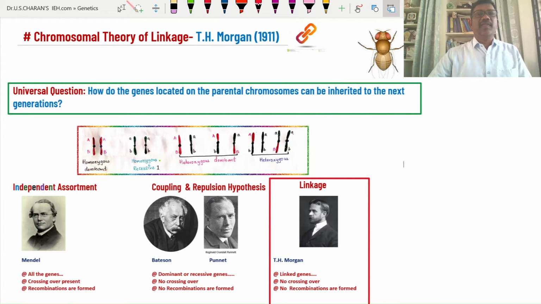That is, how can genes located on the parental chromosomes be inherited to the next generation? Actually, linkage is giving one answer for this question. There are two other answers to this question: one is independent assortment, and another is the coupling and repulsion hypothesis.